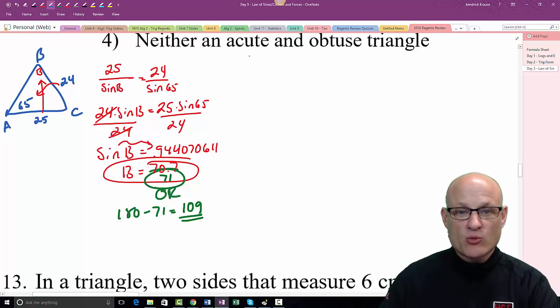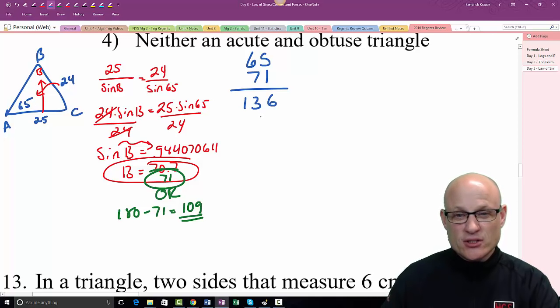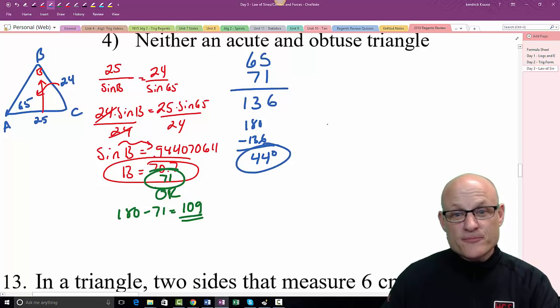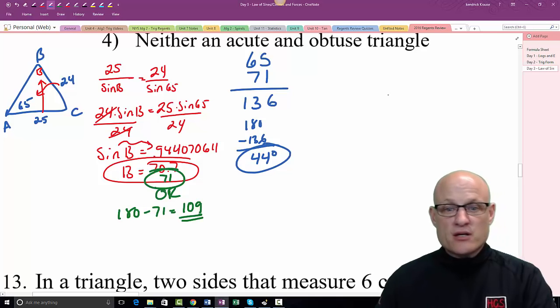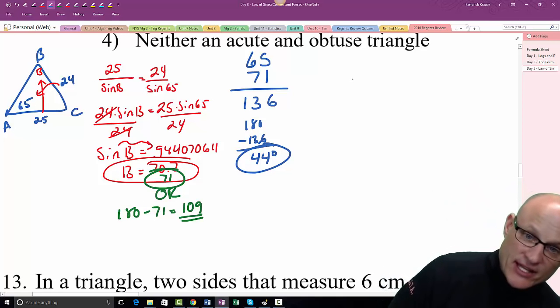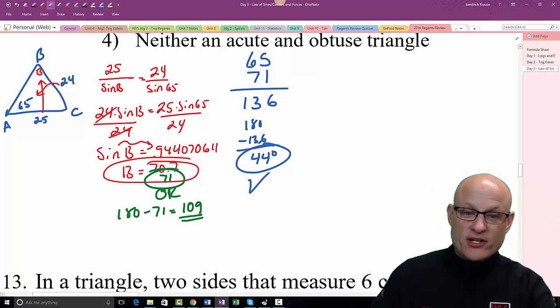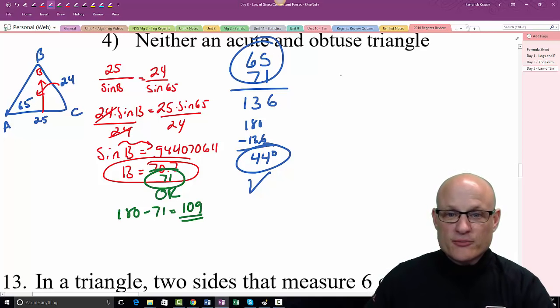You say, okay, we're going to start with 65 degrees, and then we're going to add to it 71. That gives me 136. So if I take 180 and subtract off 136, that leaves me 44 degrees for that last angle. So there's a triangle right there, and it's an acute triangle because they're all small angles.